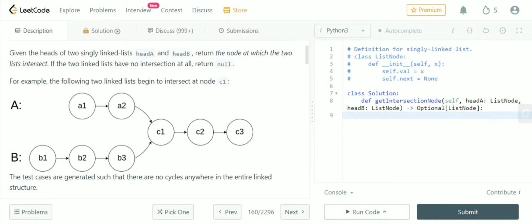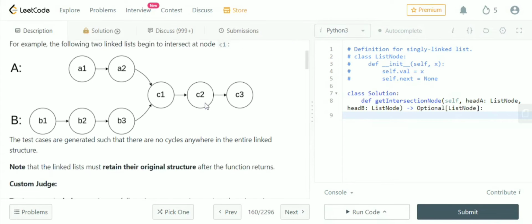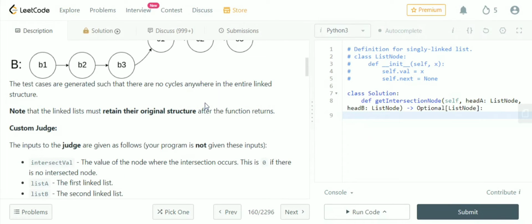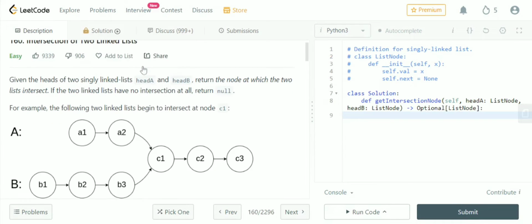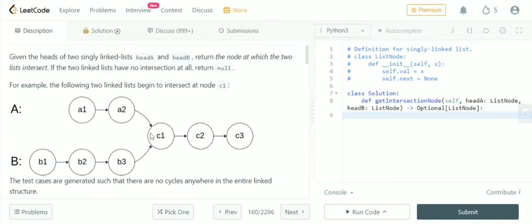For example, the following two linked lists begin to intersect at node C1. The test cases are generated such that there are no cycles anywhere in the entire link structure. Note that the linked lists must retain their original structure after the function returns. So here what we have to do is return the intersection node at which both the linked lists that we are given are intersecting.